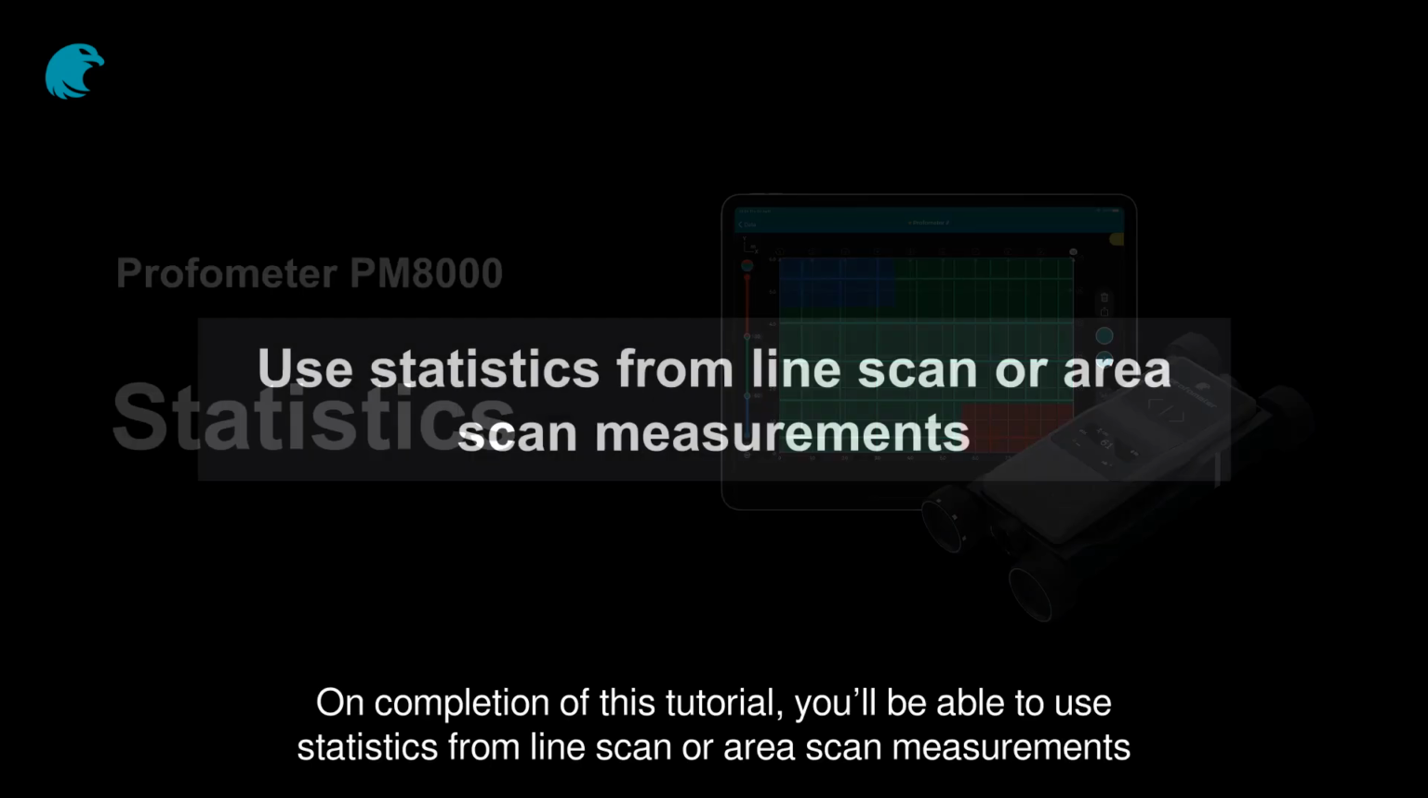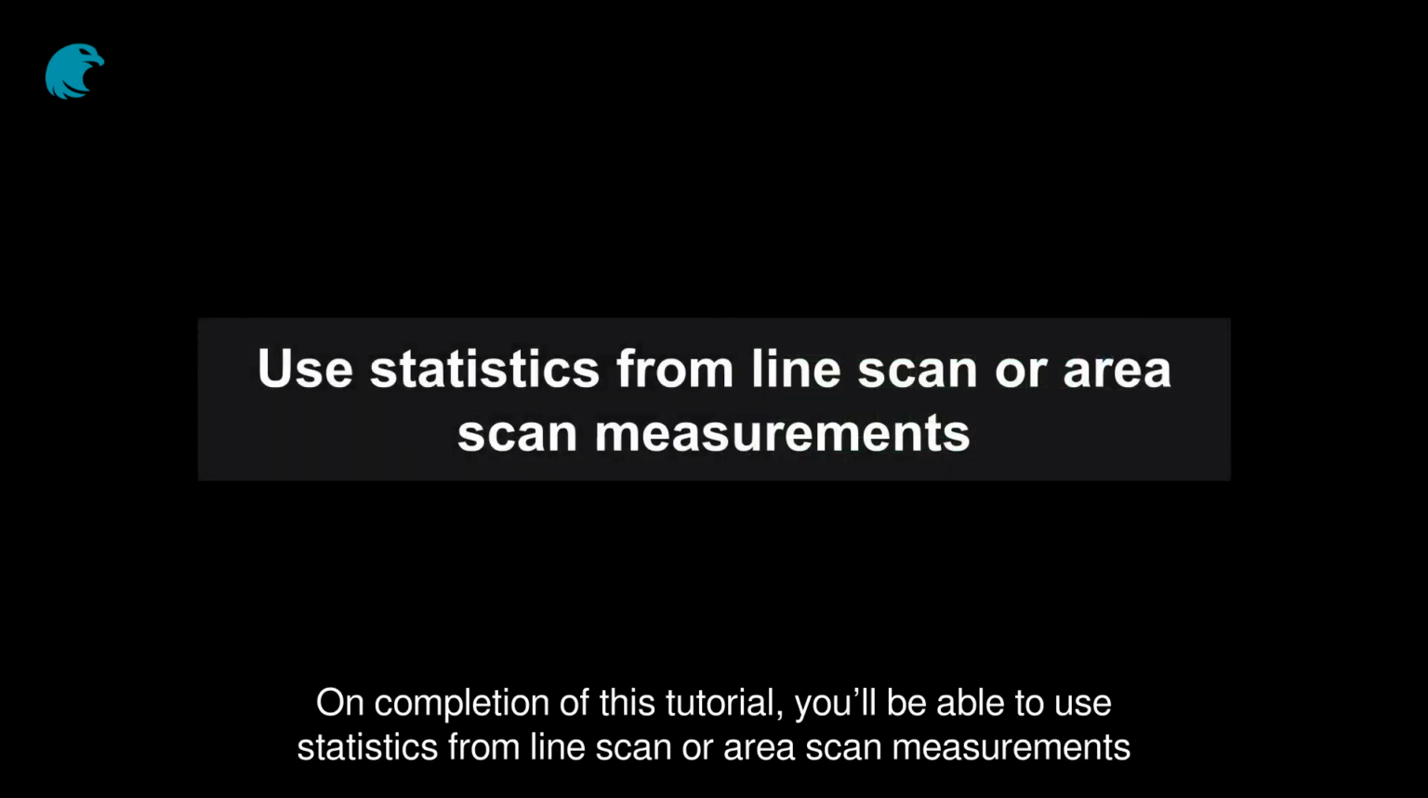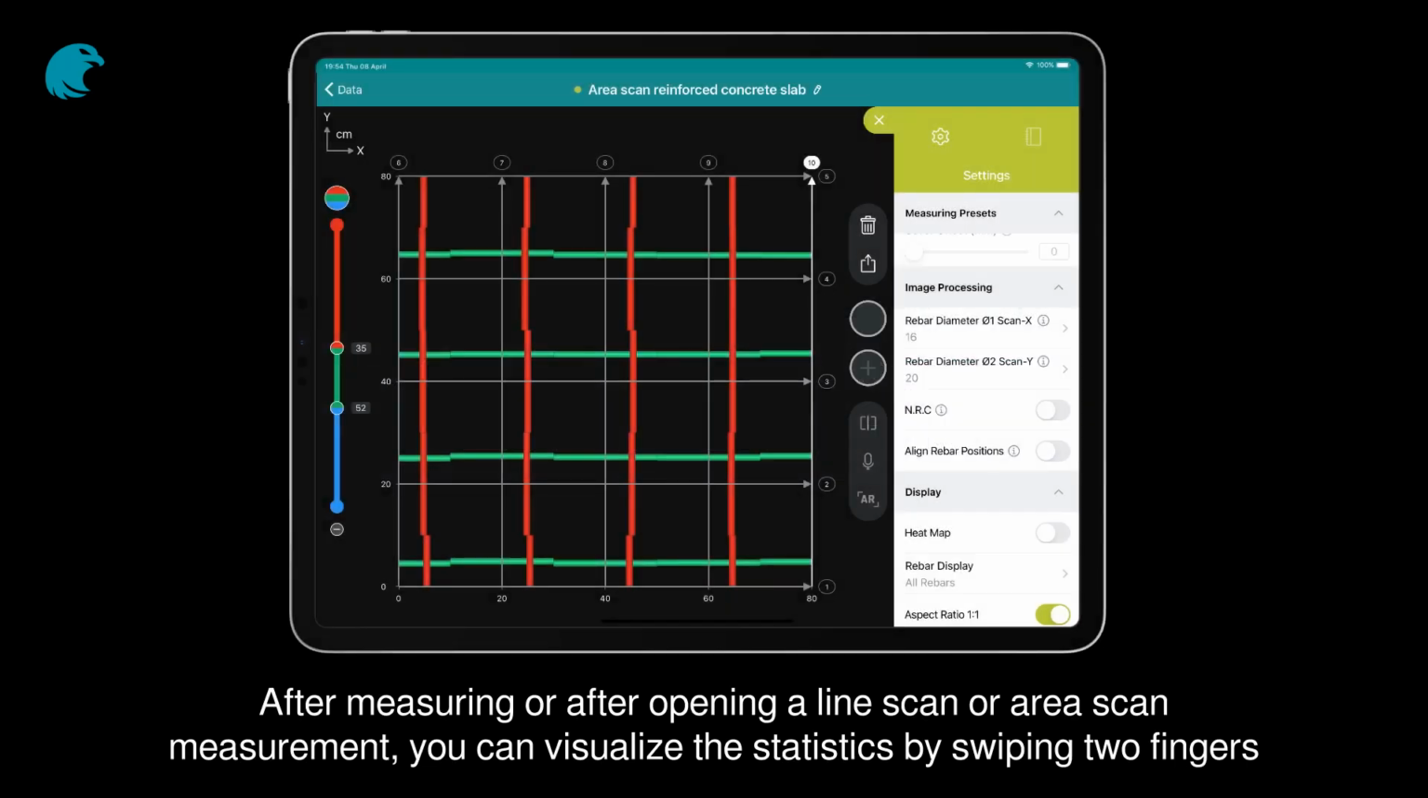Statistics. On completion of this tutorial, you'll be able to use statistics from line scan or area scan measurements. After measuring, or after opening a line scan or area scan measurement, you can visualize the statistics by swiping two fingers.